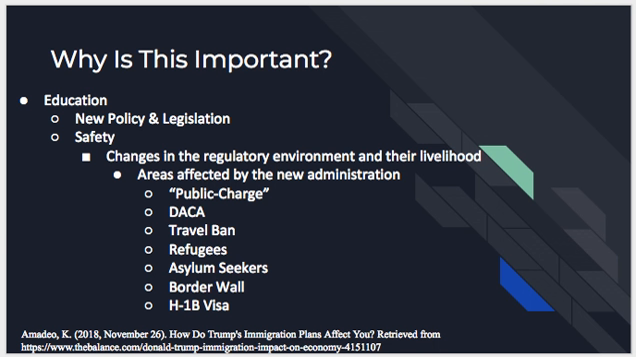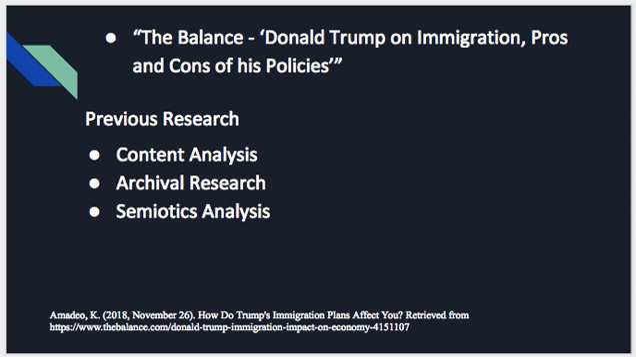The article that I found was by Kimberly Amadeo, and she focused on these six or seven key areas, and I want to do the same. I just want to further explore in depth, and that's how my research will strengthen what I found. This article was posted by The Balance, and the name of the article is Donald Trump on Immigration, Pros and Cons of His Policies.